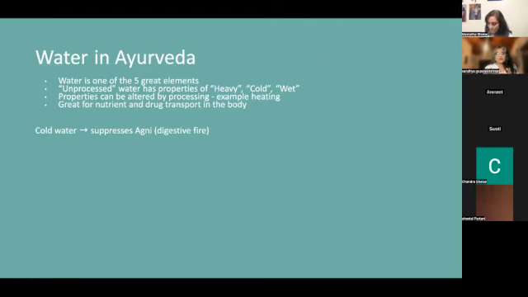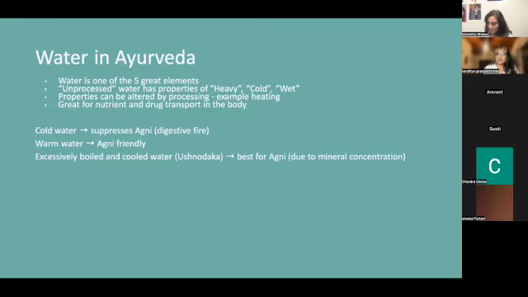There were some rules around, like, don't drink cold water because of those properties, heavy, cold, wet, it suppresses Agni, which has the opposite properties of being light and hot, etc. So drinking cold water was said to be bad for digestion. So warm water is more Agni friendly because it has slightly compatible properties with Agni.